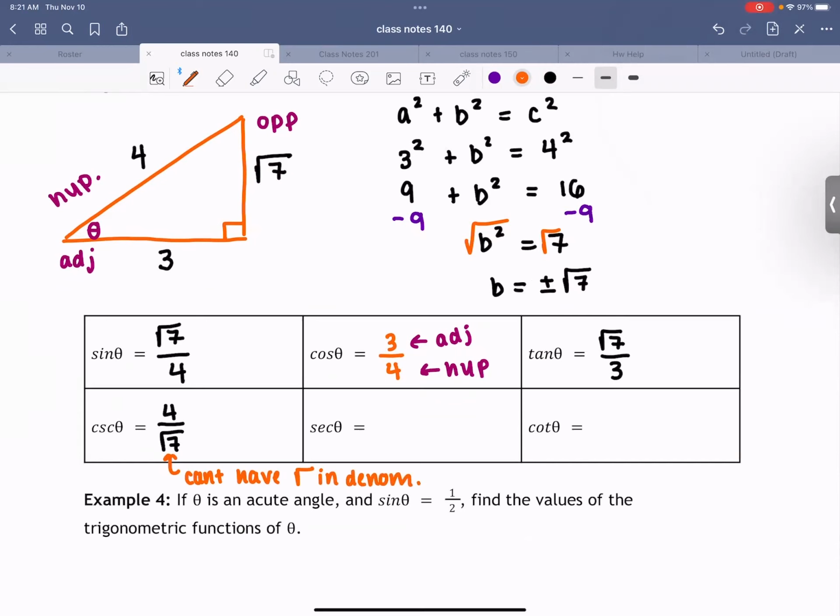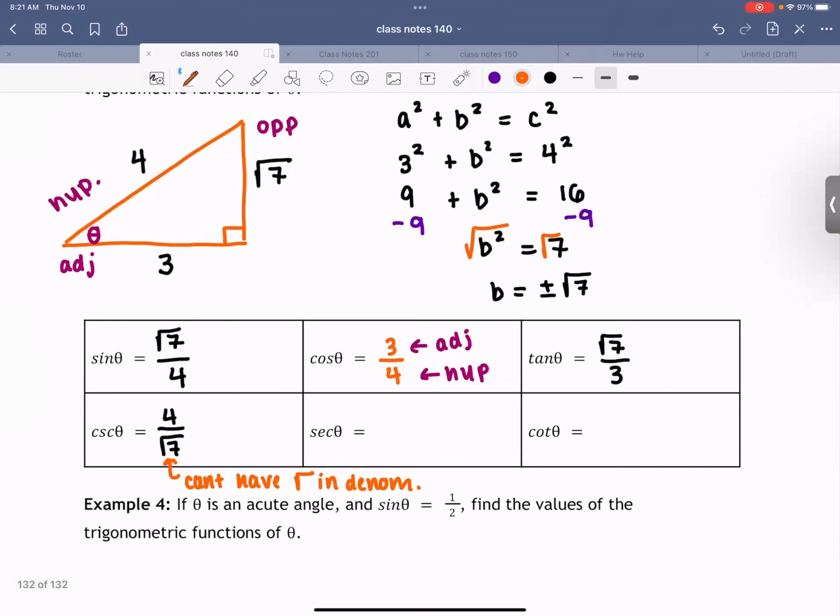Okay, so how do we make the square root go away? Multiply by the square root of 7 over the square root of 7. Perfect. To undo something in the denominator, you just take that square root and multiply it by the top and the bottom. Okay, so you're just going to multiply by the square root of 7 over the square root of 7.